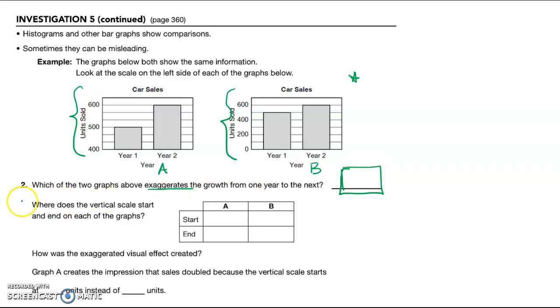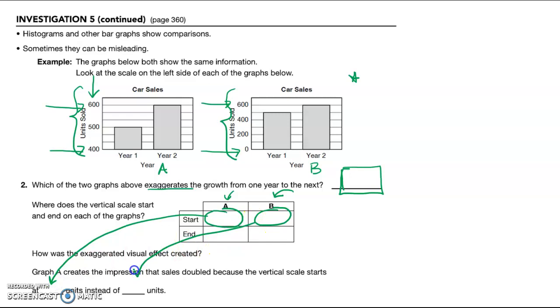Or letter, sorry. And then where does the vertical scale, this is the vertical scale, where does it start and where does it end? For graph A, and then where does it start and where does it end for graph B? Okay, it says, how was the exaggerated visual effect created? Graph A creates the impression that sales doubled because the vertical scale starts at, well, you have that right here, instead of at this. Okay, so this number will go there, and this one will go here.